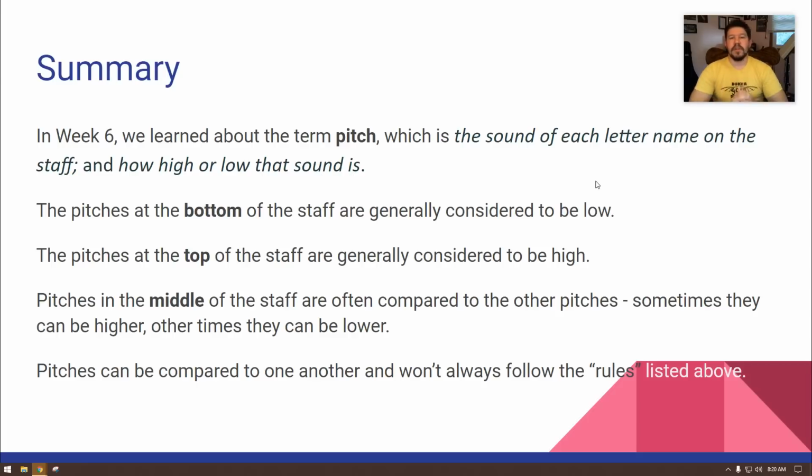All right, so the next thing we have to do, folks, is get a little bit of practice. We are going to take a look at comparing some of those pitches to one another, and practice which ones are going to be considered high, which ones are going to be considered low, things of that nature. All right, so let's move on to our next part and keep working.